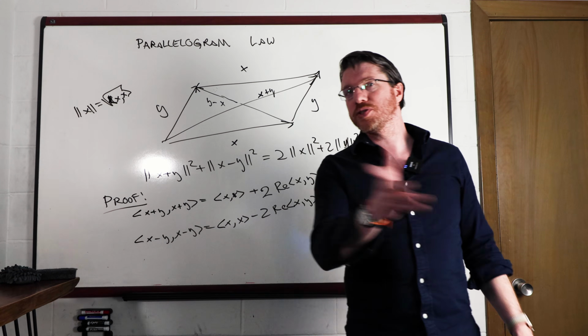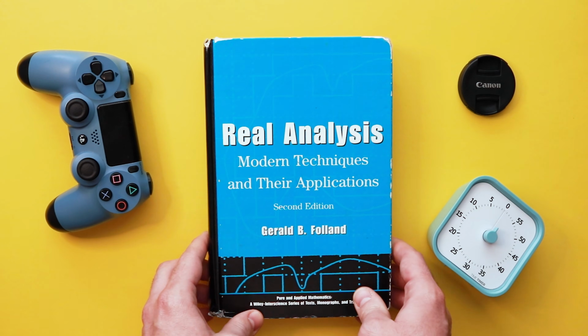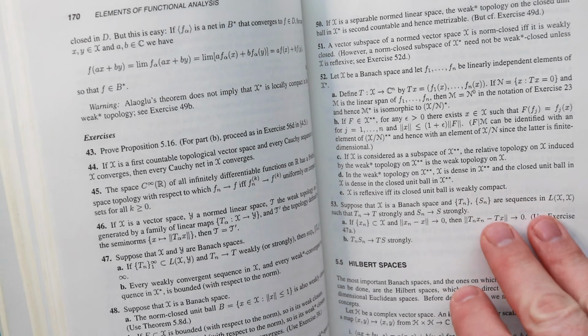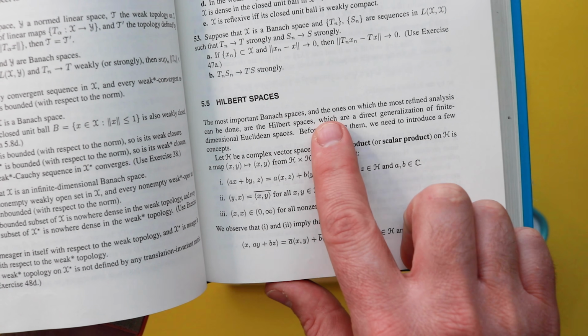So now let's talk about the projection theorem and see where that takes us. That proof comes from Folland's Real Analysis textbook, as will the proof of the projection theorem that I'm going to give you in a minute.